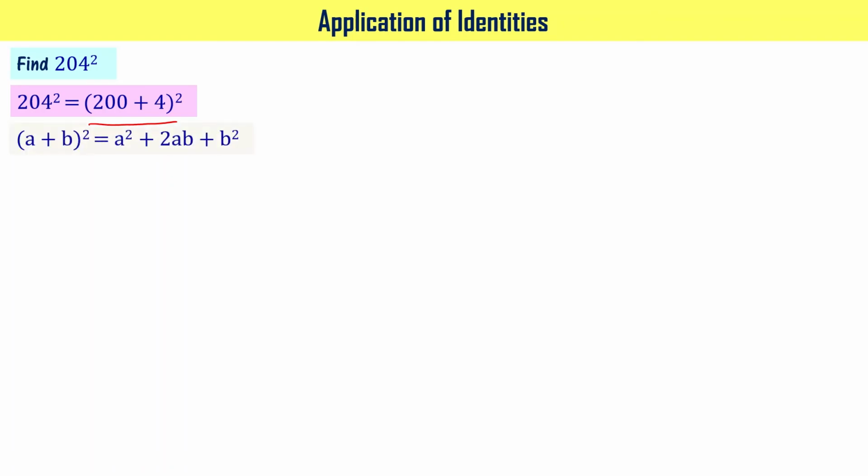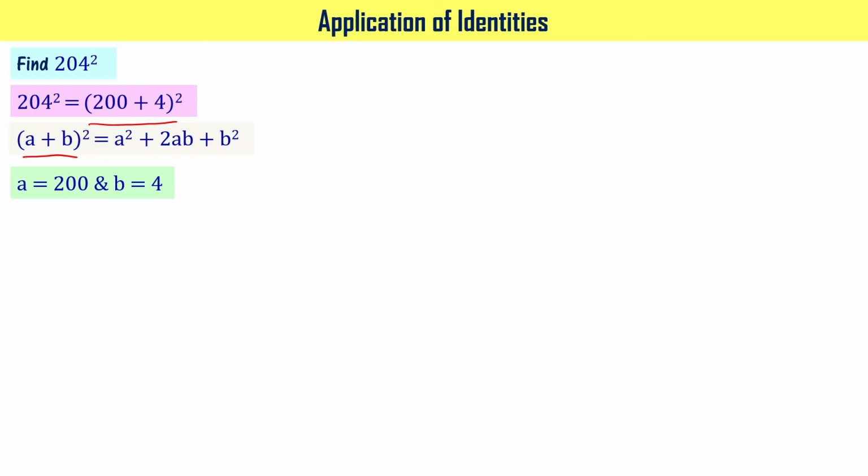Let's solve another problem, that is find 204 whole square. 204 whole square can be written as 204 times 204 and multiply, right? Instead, what I'm saying is I'll write it as (200 plus 4) whole square. When I write it this way, I can make use of the identity (a plus b) whole square equal to a square plus b square plus 2ab, right? All we would require now is comparison of this (200 plus 4) whole square with (a plus b) whole square. Then I can say that a equal to 200 and b equal to 4, right?